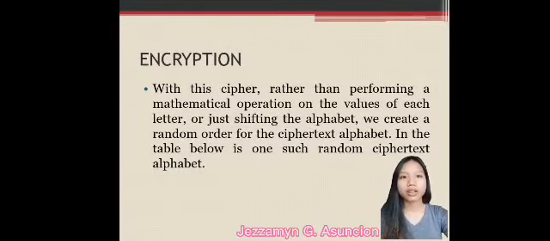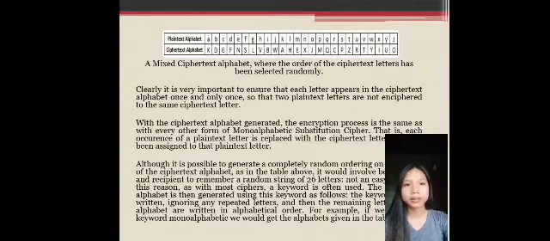Encryption. With this cipher, rather than performing a mathematical operation on the values of each letter or just shifting the alphabet, we create a random order for the ciphertext alphabet. In the table below is one such random ciphertext alphabet, a mixed ciphertext alphabet, where the order of the ciphertext letters has been selected randomly. Clearly, it is very important to ensure that each letter appears in the ciphertext alphabet once and only once, so that two plaintext letters are not enciphered to the same ciphertext letter.